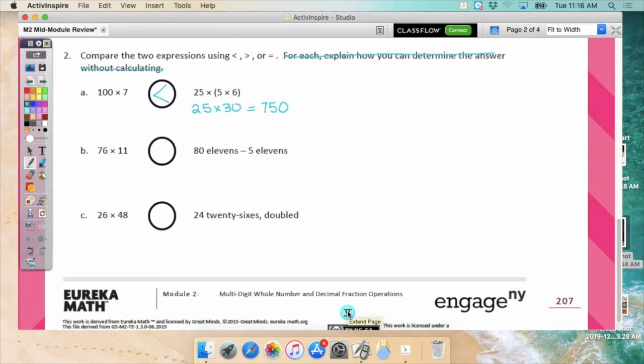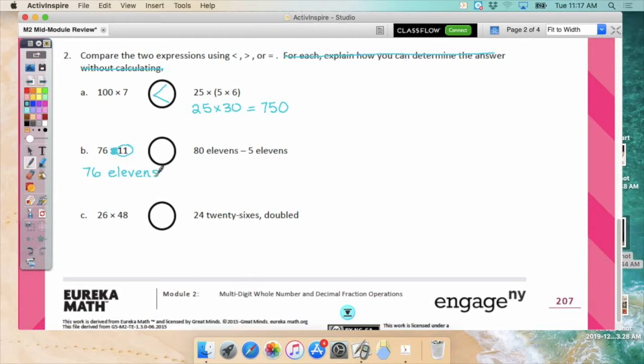Now remember, we're going to try and do this without working it out. Because I don't want to do standard algorithm, do you? No, we have to do that later on. So this is the same thing. If I took this out, right here, and changed this to a word, it would be 76 11s. Write that down. 76 11s.